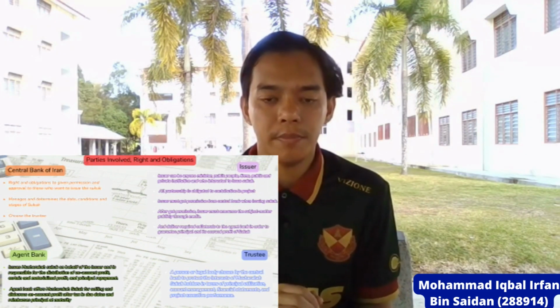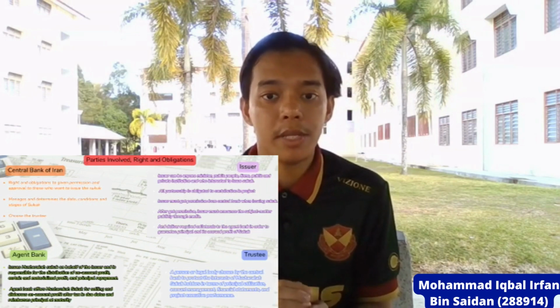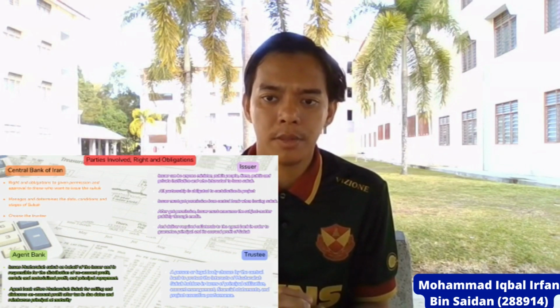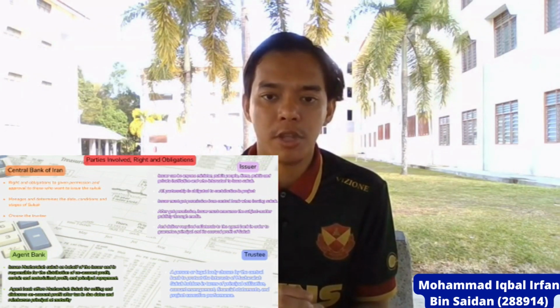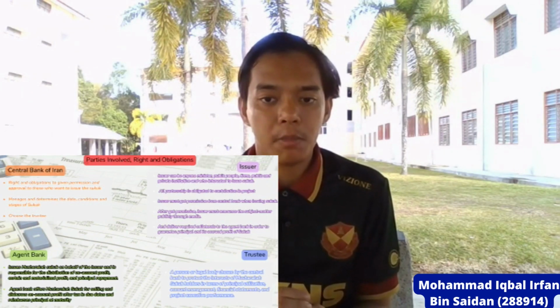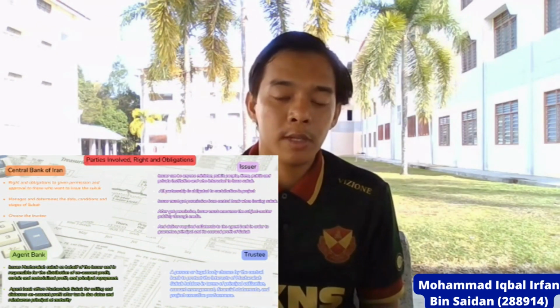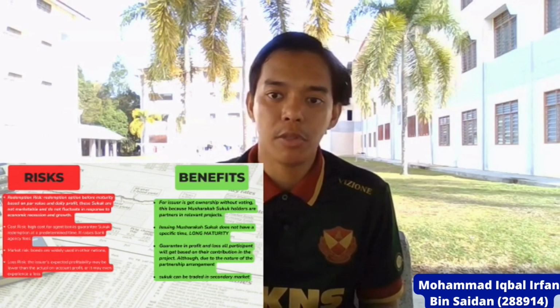Lastly is the trustee. The trustee is a person or legal body chosen by the Central Bank of Iran. It is to protect the Musyarakah Sukuk holder in terms of principal utilization, account management, financial statements, and project executive performance. So, here is the list of challenges in the Musyarakah Sukuk.